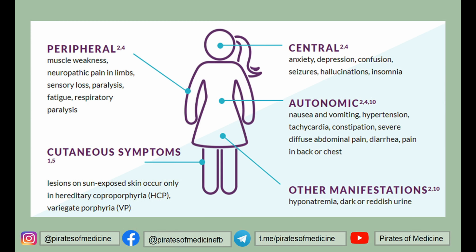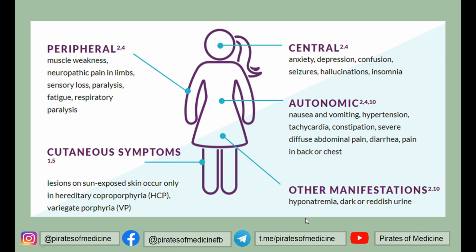First of all, the most characteristic symptom of porphyria is dark or reddish urine. The products of heme synthesis, like porphobilinogen, will be elevated in the urine, and they get oxidized to form porphyrins, which give the urine a red color. So that is why the color of the urine is red.